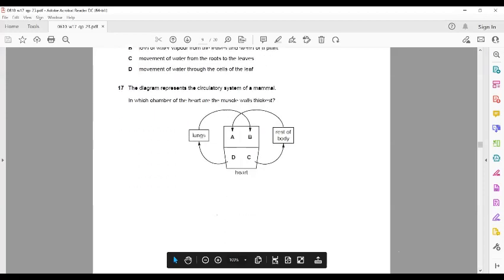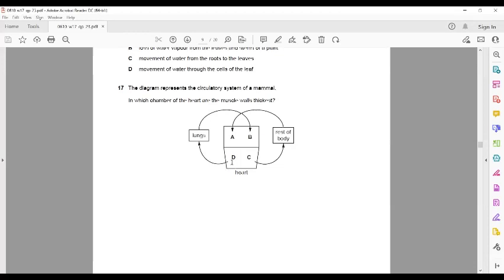Question number 17, the diagram represents the circulatory system of a mammal. In which chamber of the heart are the muscles thickest? Usually the muscles on the right side of the heart are thinner compared to the left. The left is thickest. And there are two chambers, atrium and ventricle. On the left side, the ventricle is the thickest. So now between B and D, I have to find the ventricle. Which one is the ventricle? So D is, sorry, this is the right side.